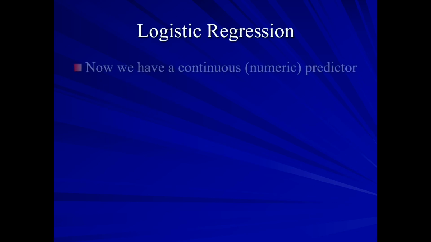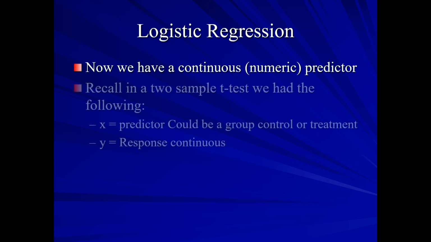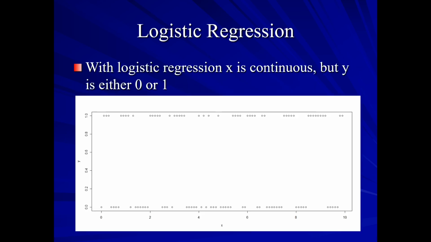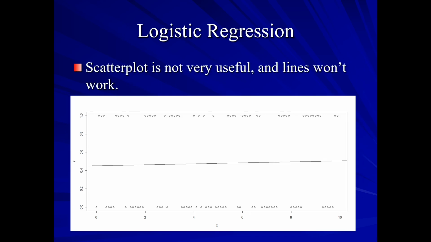Now, we've got a continuous numeric predictor here. However, when we recall our two-sample t-test, X was a predictor, but it could be a group, a control or a treatment, while Y was a response variable. It was continuous. But with logistic regression, our X variable is continuous, but now our response is going to be either 0 or 1, as you can see in the picture.